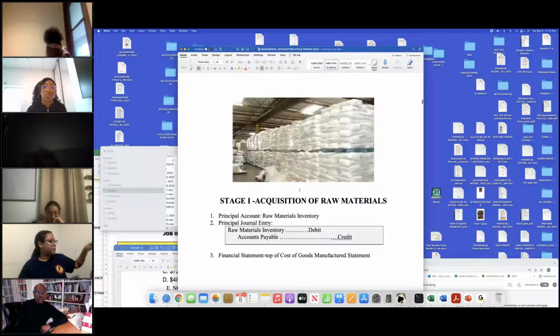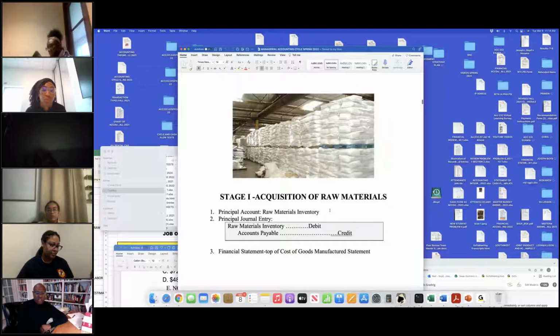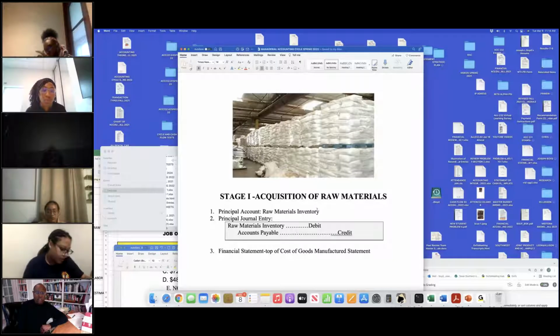In the raw materials stage, we're always debiting raw materials and crediting accounts payable. Now we may form the company and have a type one. We may acquire some assets and have a combination of a 7 and 12. But the key managerial ones, whenever we buy in that raw materials, this is the journal entry we're gonna make.